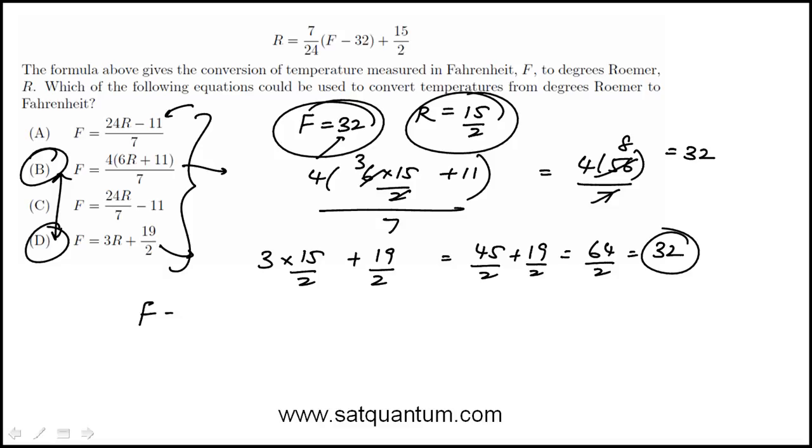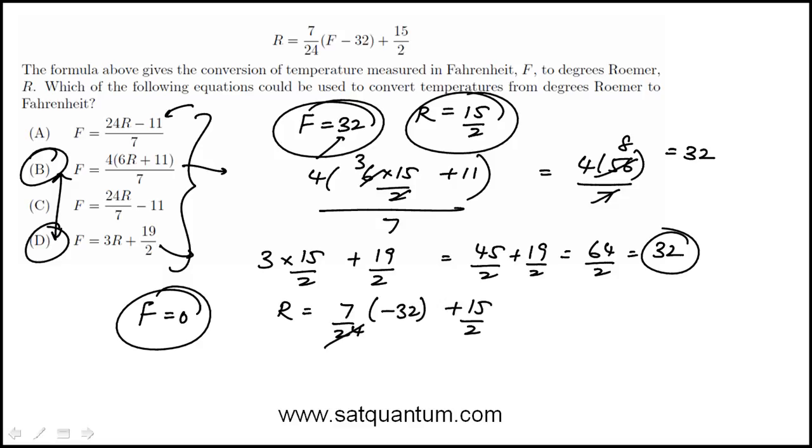I mean, for example, you could choose F is 0. So if you plug that in, R would be 7 over 24 times minus 32 plus 15 over 2. Let's see how well this simplifies. So this is minus 28 over 3 plus 15 over 2. This stage might be better to use a calculator, but that would be minus 56 plus 45 over 6, and that becomes minus 11 over 6.